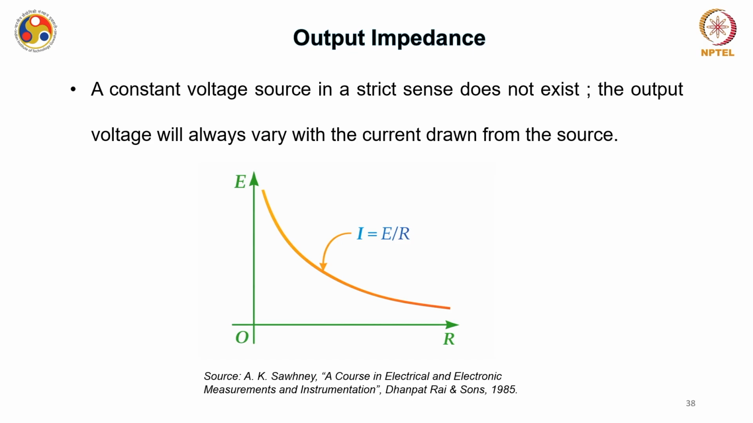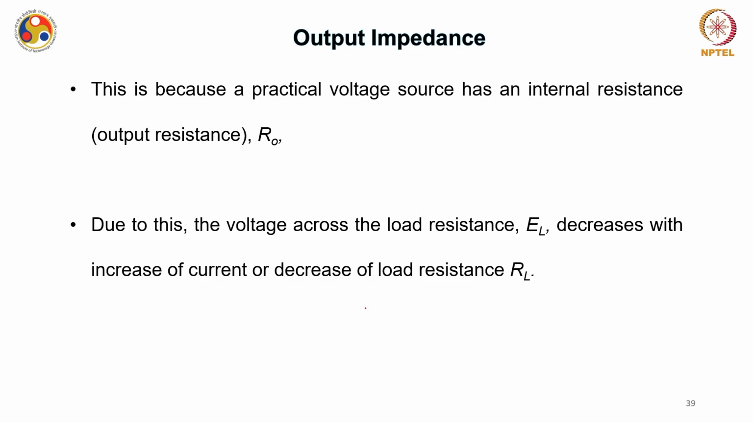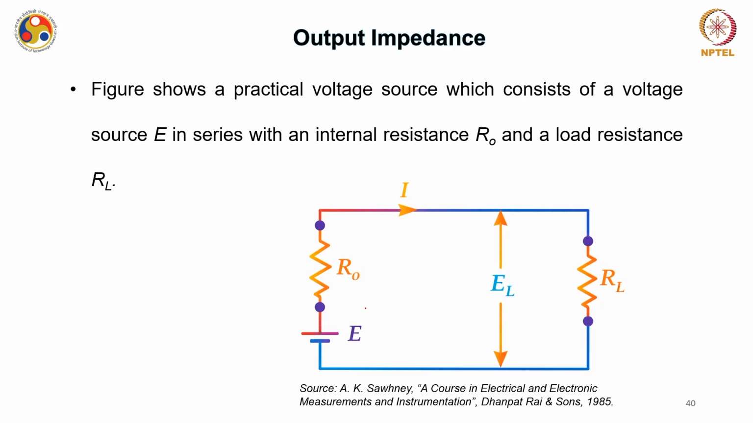Now, a constant voltage source in the strict sense does not exist, as we have mentioned earlier. The output voltage will always vary with the current drawn by the system, and the output looks something like this, right. This is because a practical voltage source has an internal resistance of its own, say R0. Due to this, the voltage across the load resistance, EL, decreases with the increase of current or decrease of load resistance RL. Let us consider this figure, which shows a practical voltage source consisting of voltage source E with an internal resistance R0 in series with this battery, connected across a load RL.